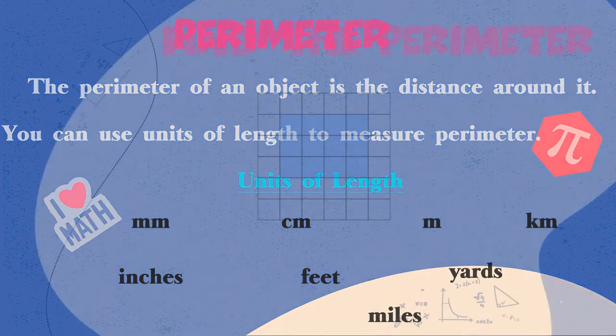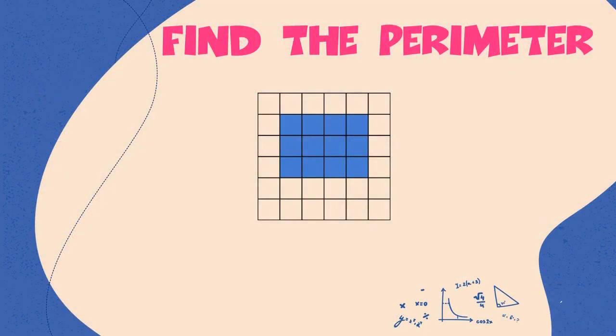Let's do a quick review. Do you remember how to find the perimeter of a shape like this? That's correct. Count the sides. Count with me, boys and girls. 1, 2, 3, 4, 5, 6, 7, 8, 9, 10, 11, 12, 13, 14. The perimeter of this shape is 14 centimeters.